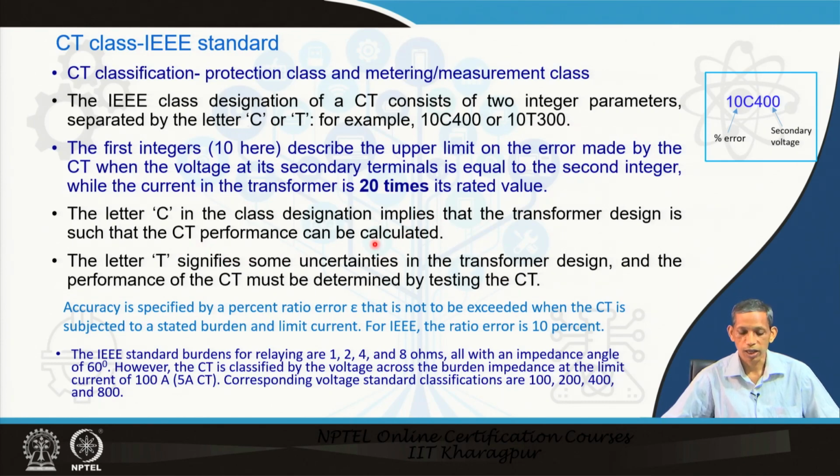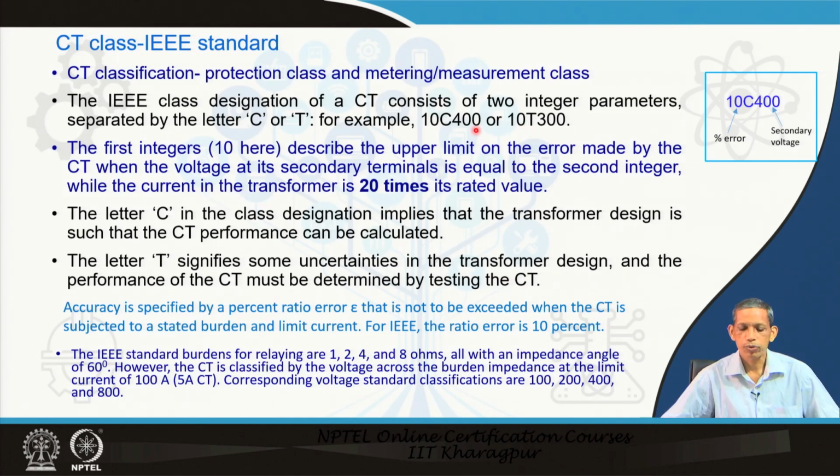Now, the letter C in the class designation implies that the transformer is designed such that the CT performance can be calculated, C for calculated. The T signifies some uncertainties in the transformer design, and the performance of the CT must be determined by testing the CT. So T is for testing and C is for calculation. We can calculate the performance of the CT, but for this we require the data sheet provided by the manufacturer.